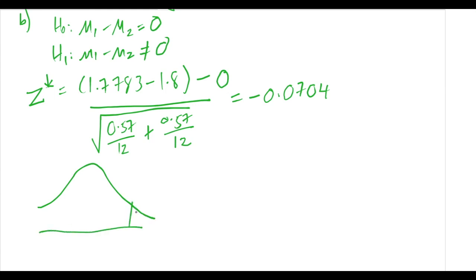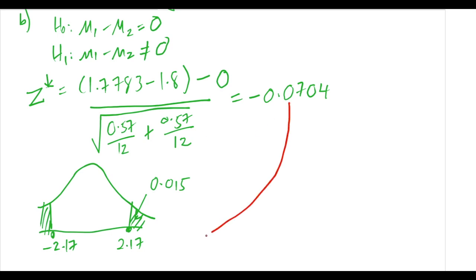It is a two-tailed test, and alpha was 0.03. So this will be 0.015, and by referring to the standard normal distribution, you get this value as 2.17 and this one as negative 2.17. The next step is the comparison.